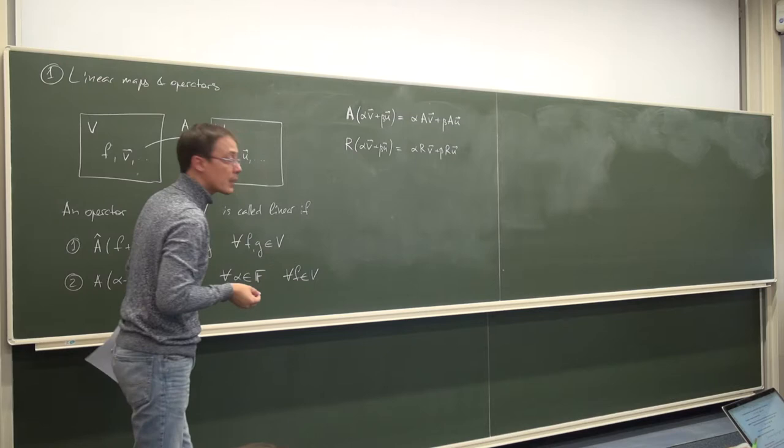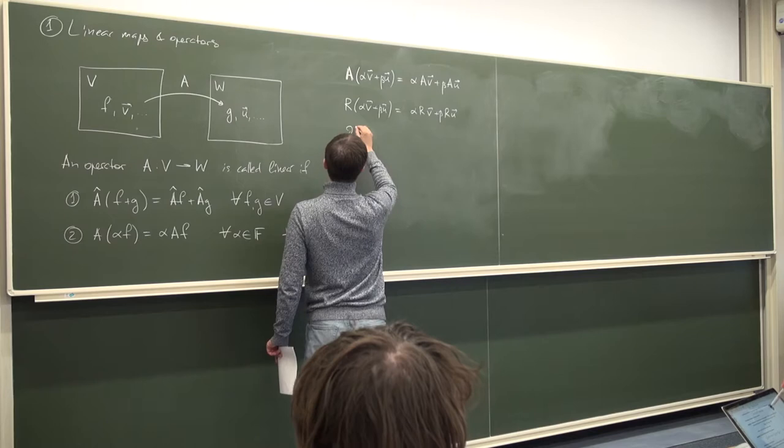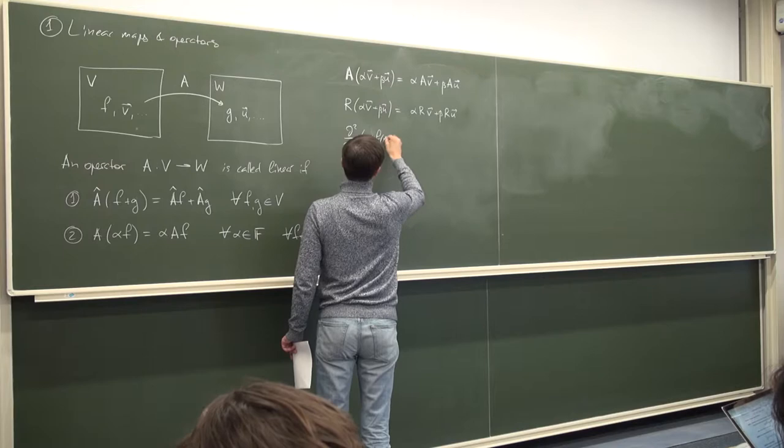A more complicated example is differentiation. If we take, for example, the second derivative d2 by dx squared, acting on alpha f of x plus beta g of x.